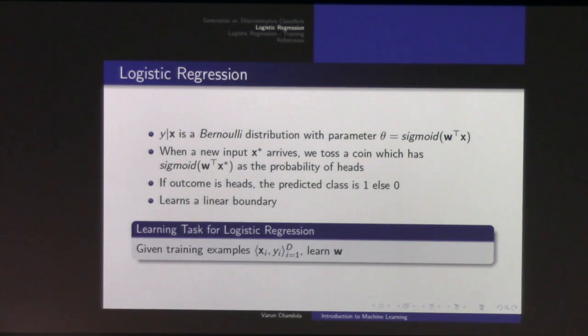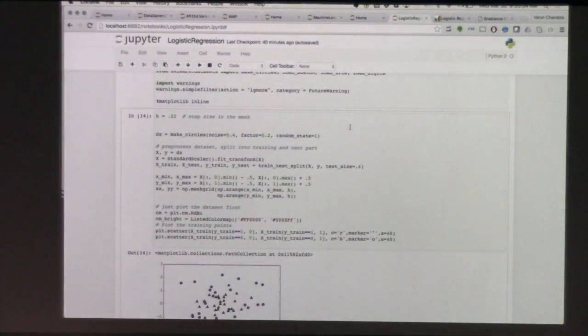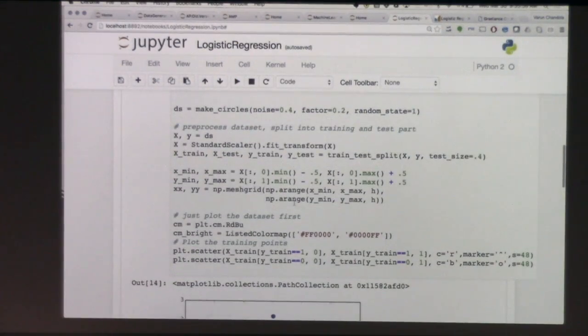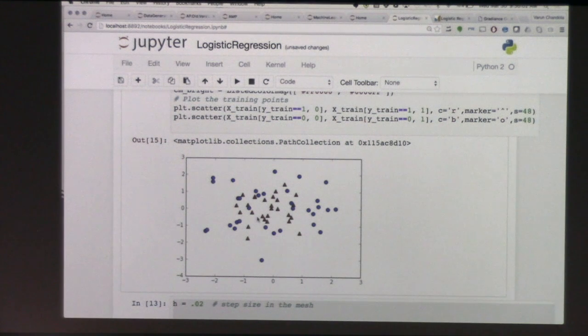The other thing is that logistic regression learns a linear boundary, which means it's a linear classifier. So I'll give you a quick example using sklearn. What I do here is I create some data set, all right? So let's say this is my data set. It has two classes. It has two dimensions or two variables, x1 and x2. So there are some red points and some blue points.